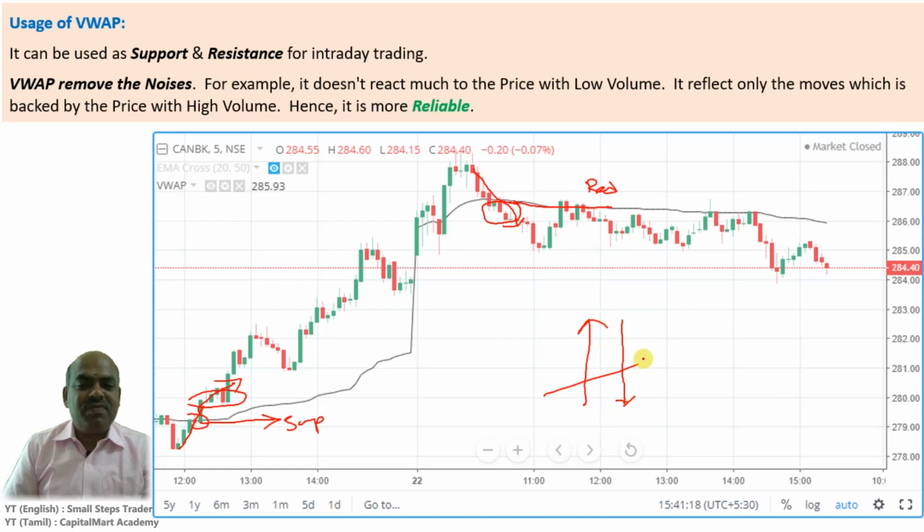For this kind of movement, the VWAP doesn't react. That means if the price moves with low volume, VWAP doesn't react. The price with high volume, it will react. You can rely on it. So that's why we say that it's reliable for the intraday.